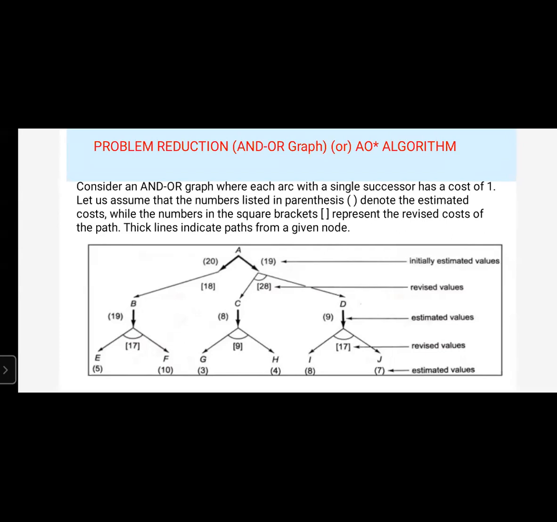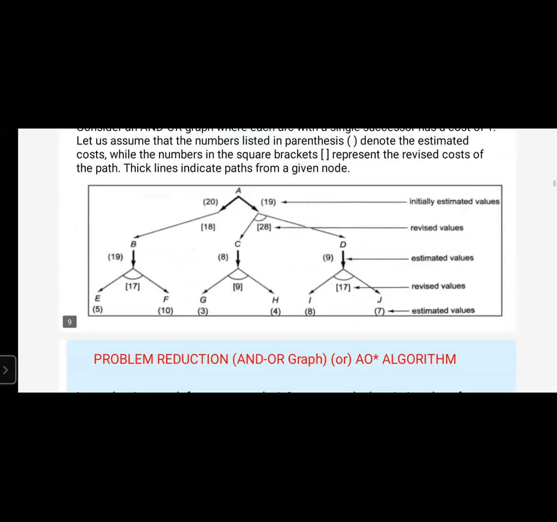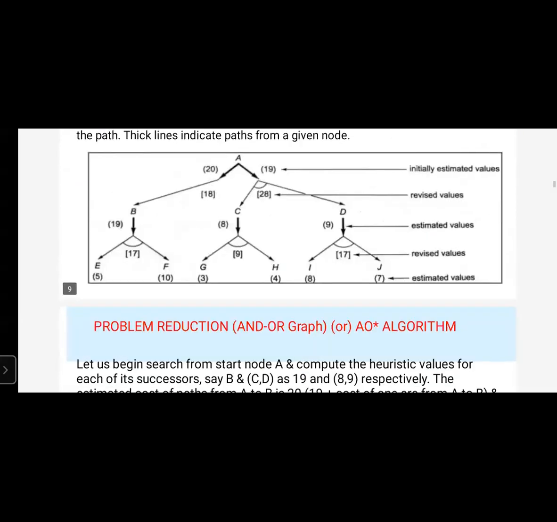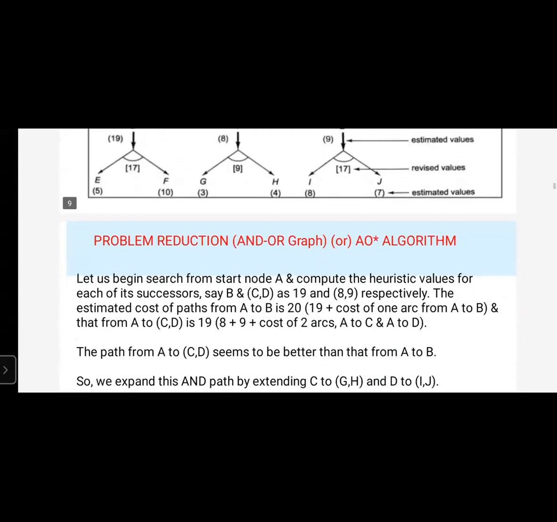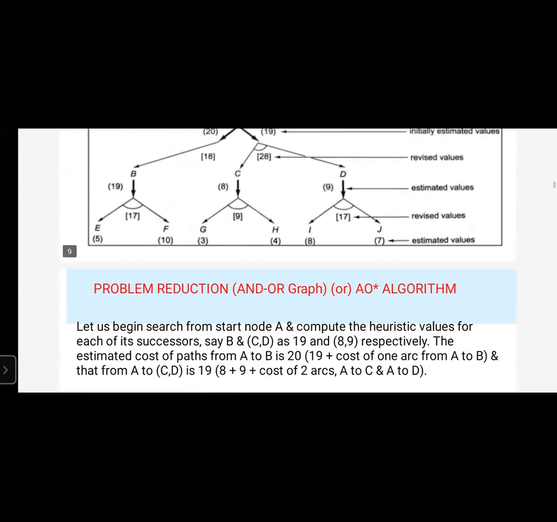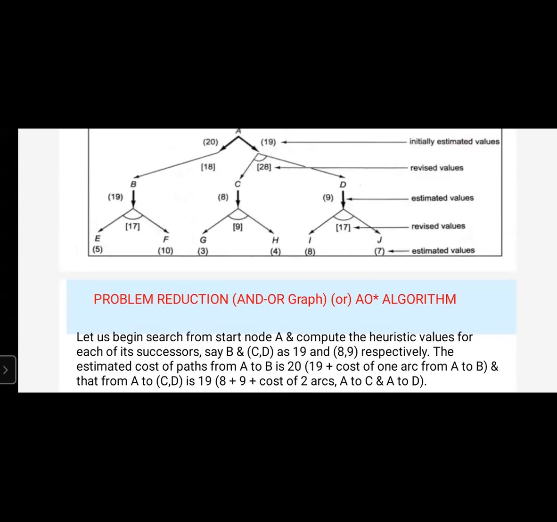Okay, now see this one. See the diagram once. So initial estimated value, next revised values, next estimated values, revised values, next estimated values. Like that I need to get all the values here. Okay. Now let us begin our search from start node A and compute the heuristic values for each of the successors, say B and C, D. So these are the two ways. I can go to B or I can go to C and D.